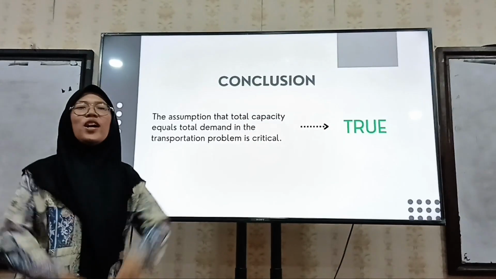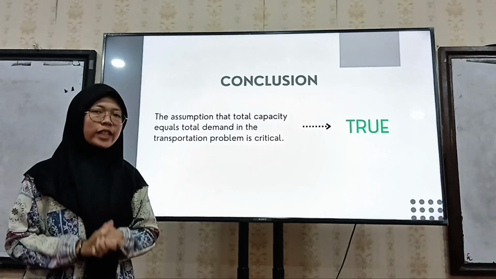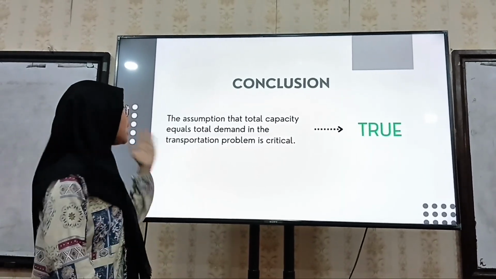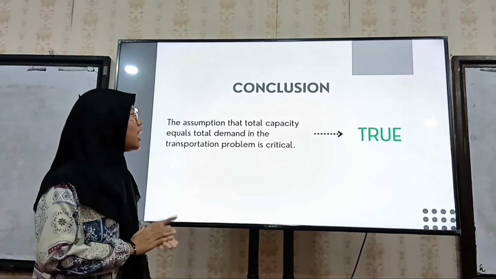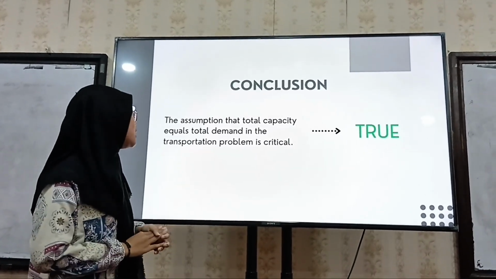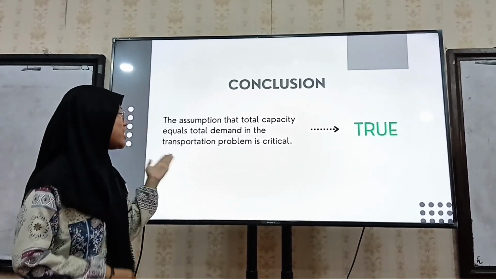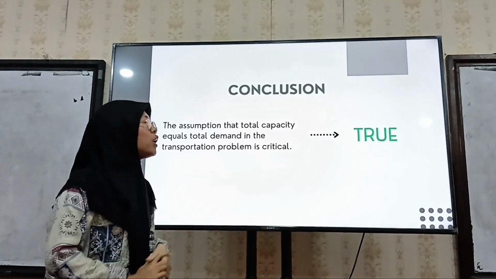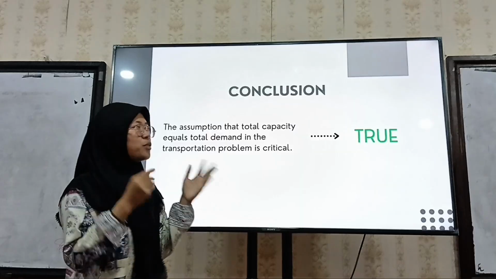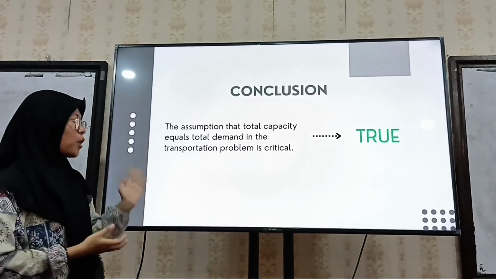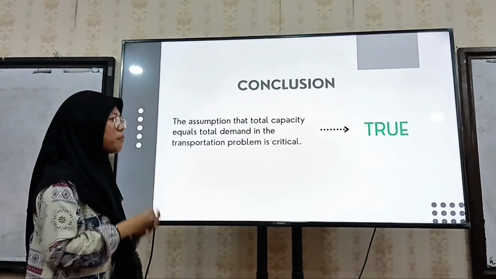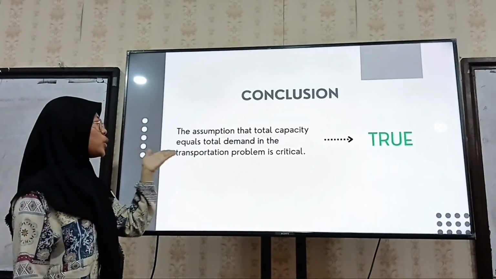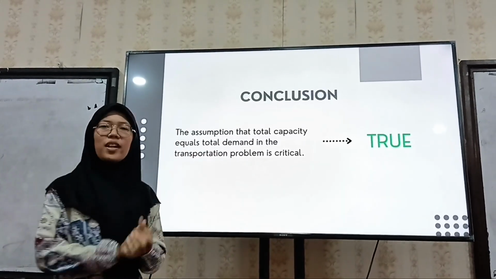Okay guys, after we calculate all the tables, we have a conclusion that the assumption that total capacity equals total demand in the transportation problem is critical. It is true. So, in the transportation problem, we must know that total capacity must equal total demand. Okay, that's all.